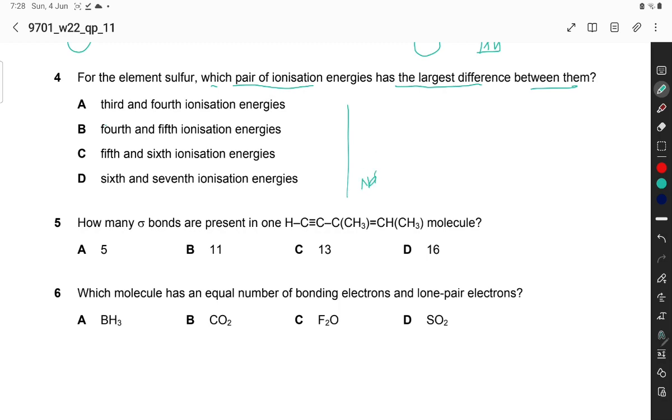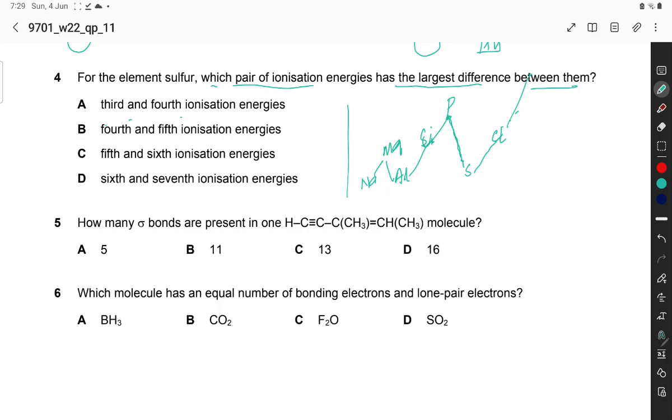This is sodium, magnesium, aluminium, silicon, phosphorus, and then sulfur, and then chlorine and argon. So third and fourth ionization energy.